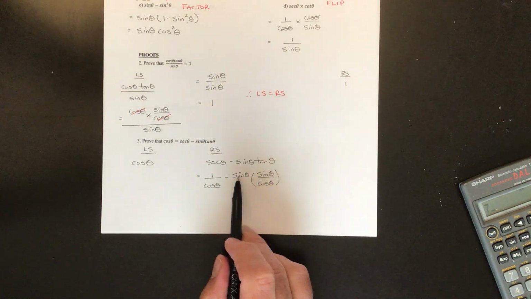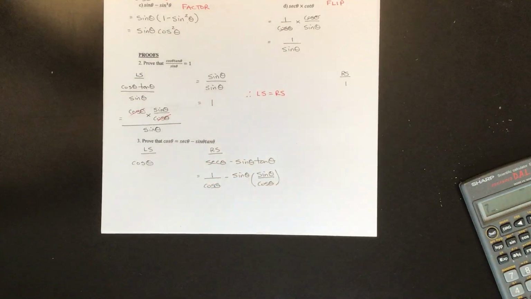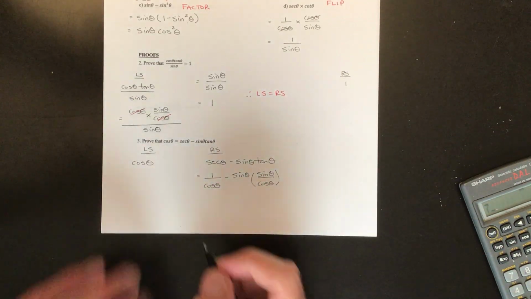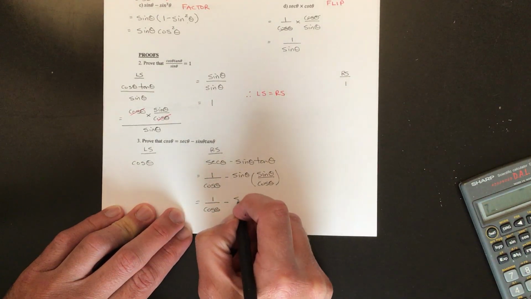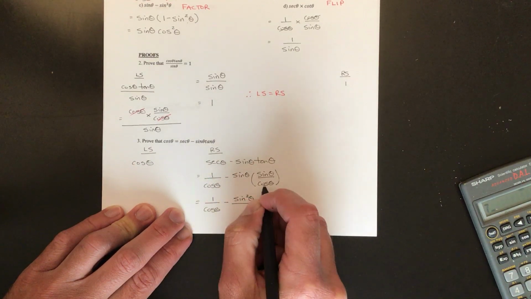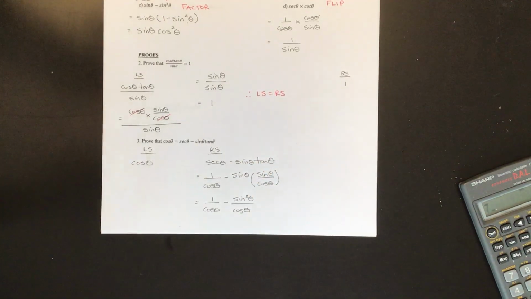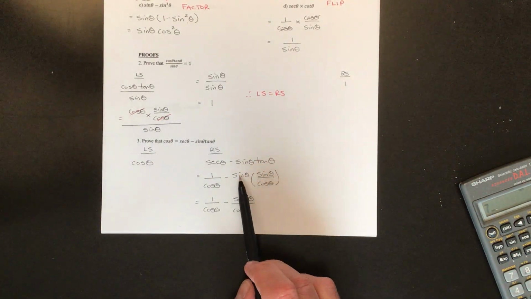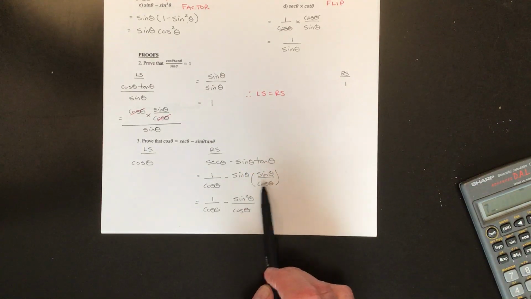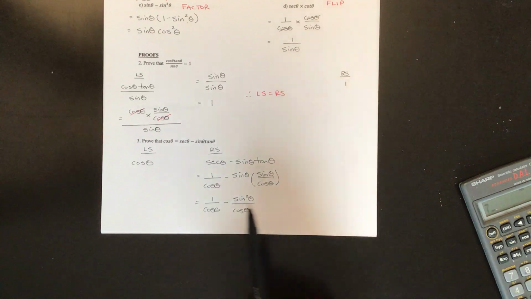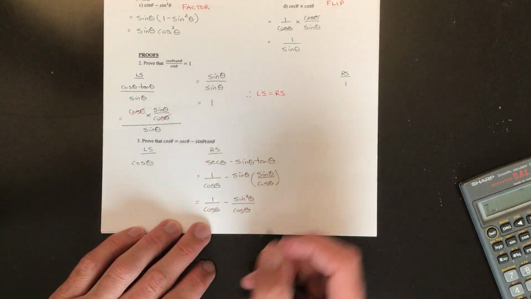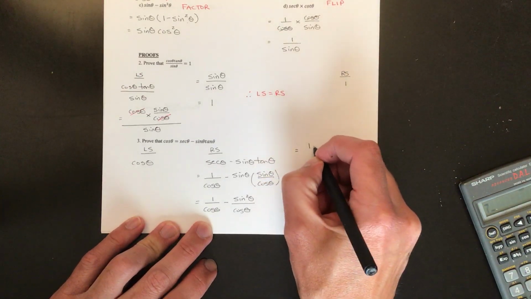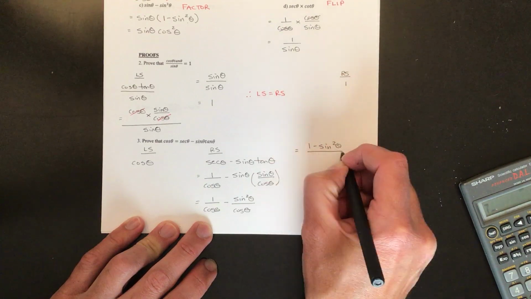Now I want to see about simplifying this, and I know that I can multiply these together. Sine times sine becomes sine squared. So I have 1 over cos minus sine squared over cos. We multiply like a whole number times a fraction: you just multiply with the numerator, and the cos stays in the denominator. So my numerator is 1 minus sine squared, over cos. Now I have the same denominator here, which is good, so I can actually subtract the two fractions and put those together. So I have 1 minus sine squared theta all over cos.